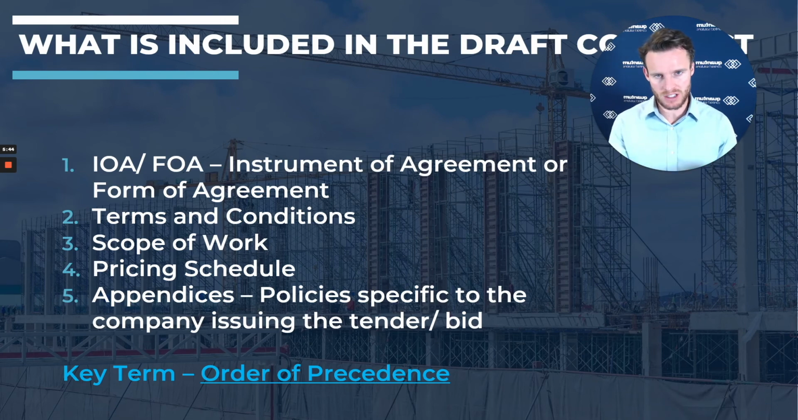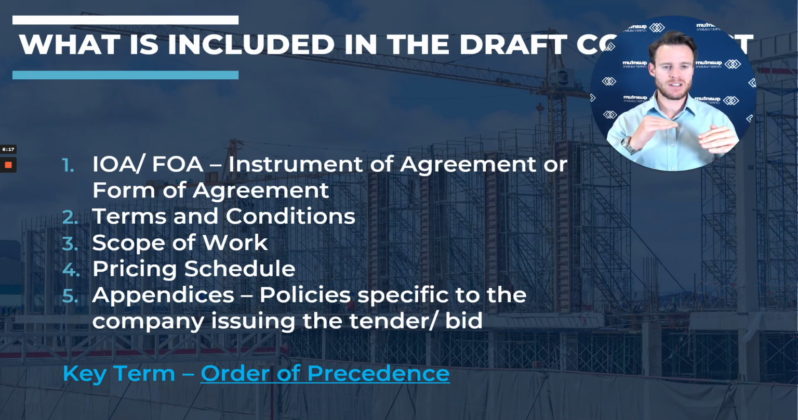Now, the key term here is order of precedence. That's included in the instrument of agreement, and it lays out which of these 5 documents takes precedence, which is more important in the event of a conflict. So, what can happen sometimes is the terms and conditions, the scope of work, and pricing schedule might all refer to, say, something like liquidated damages. And they might all have different figures, right? They've just been included in the wrong sections.